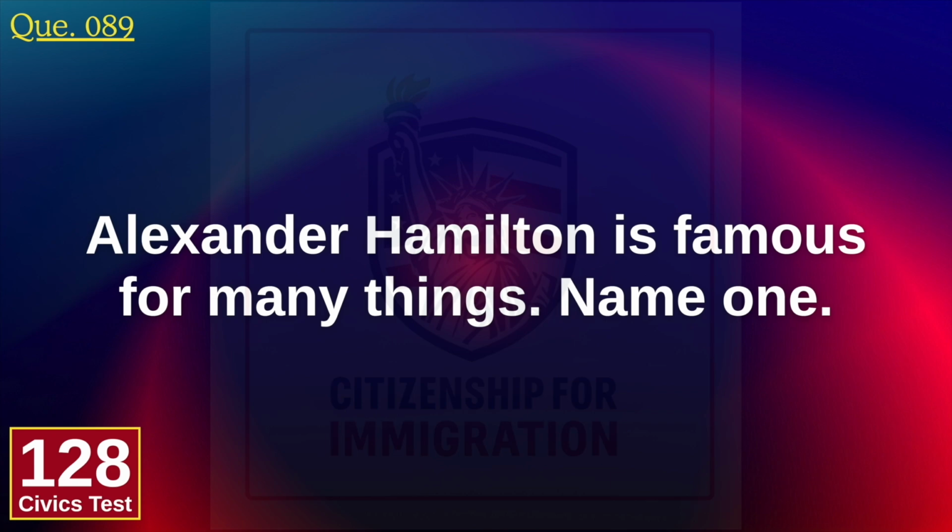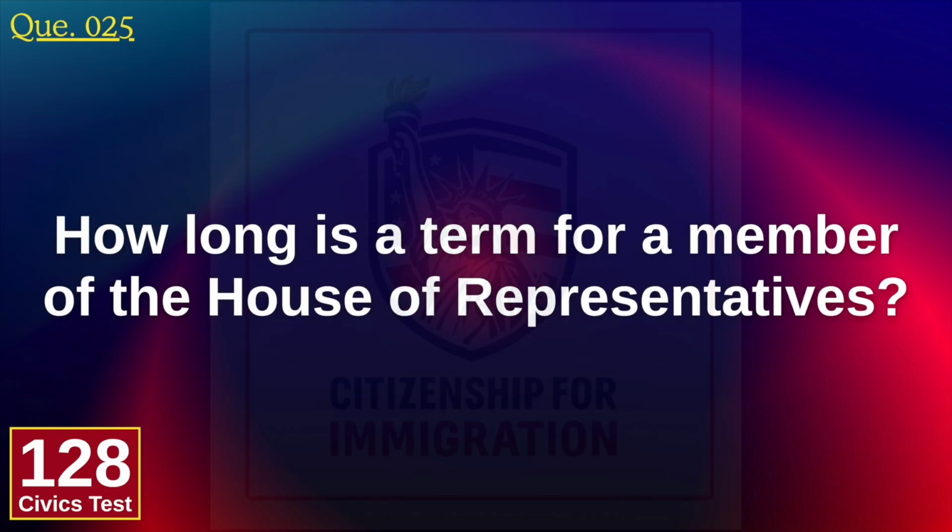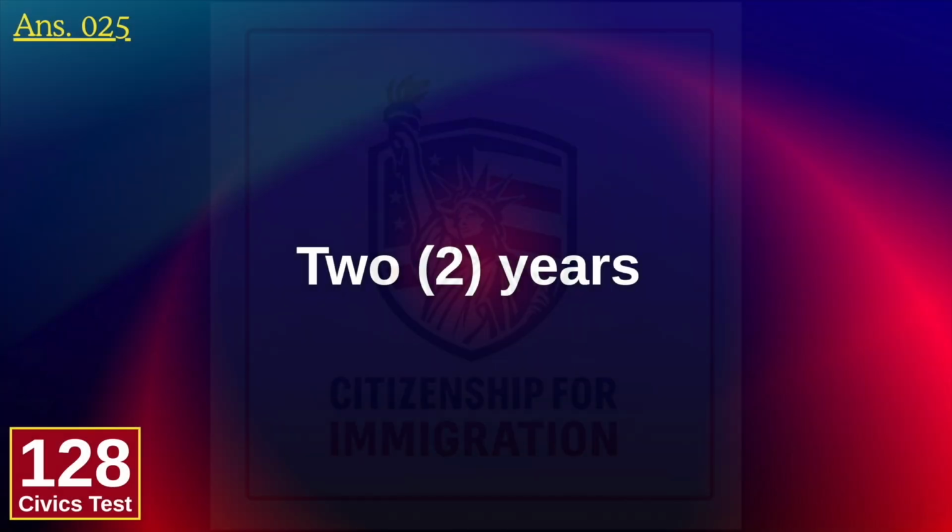Alexander Hamilton is famous for many things. Name one. First Secretary of the Treasury. How long is a term for a member of the House of Representatives? Two years.